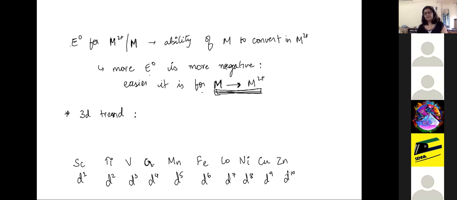So when the configurations are looking like this, will you be able to predict a uniform increase or decrease in the trends? In this case, we've got manganese with d5, which is again half filled, and this shows some extra stability, right?